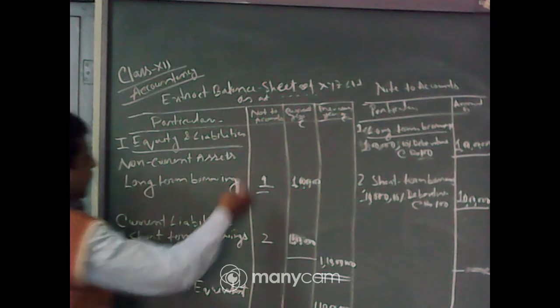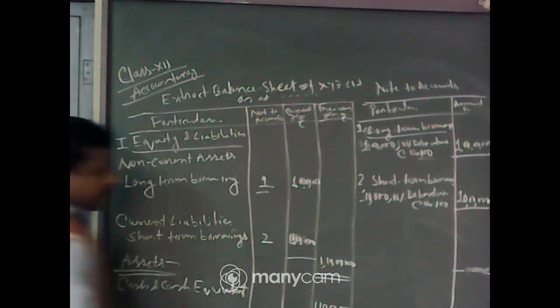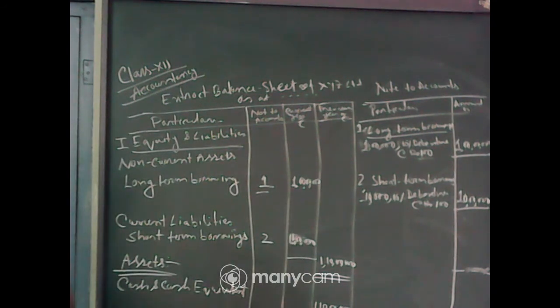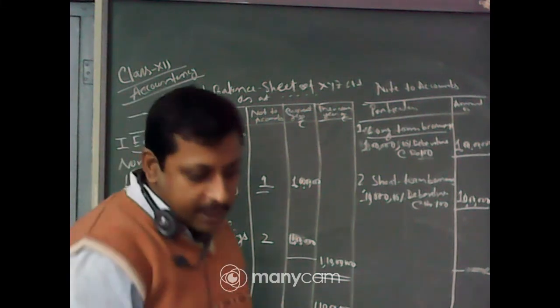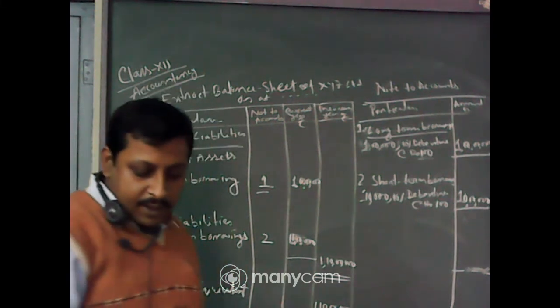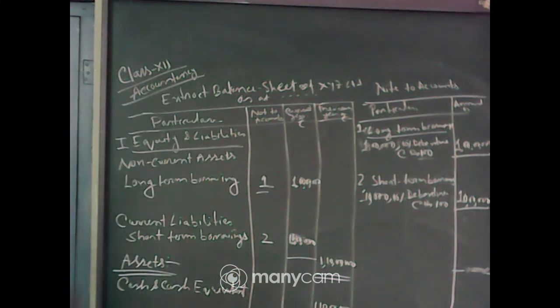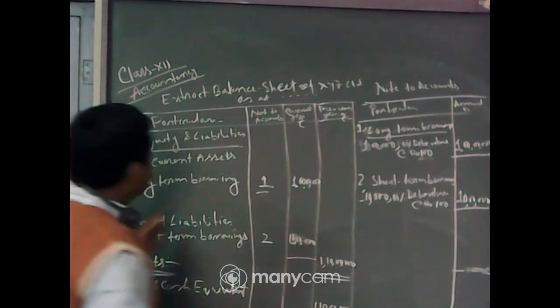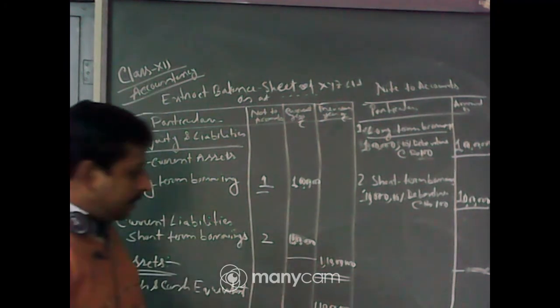And now you can see the liability and asset side is equal, as you know that. Okay. So liability and asset side will be equal. And that's the way you can show the debentures, long term and short term debenture in a balance sheet.